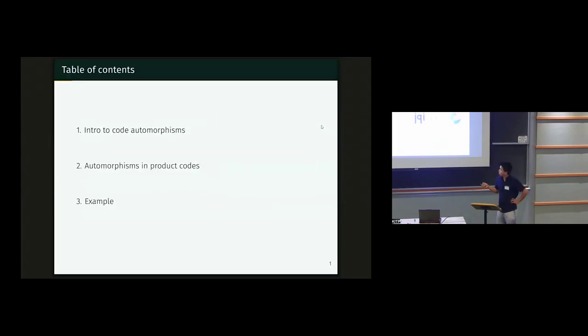Hopefully, by the end of this talk, you'll know what the title means if you weren't familiar with it already. The first half is about what code automorphisms are. The second is about how they work with product codes. And finally, I'll wrap it all up with an example that showcases all the nice properties.